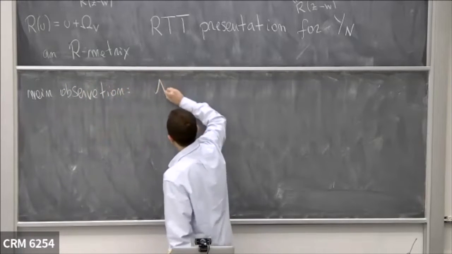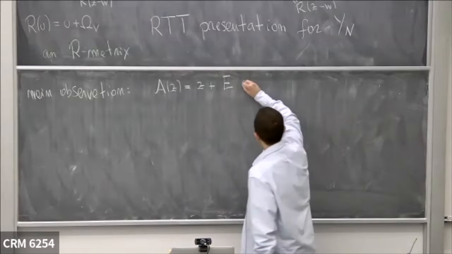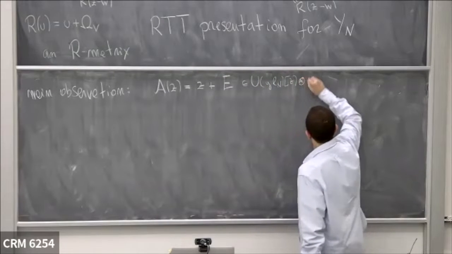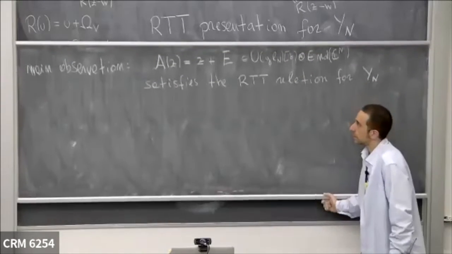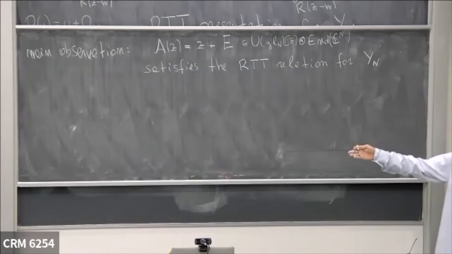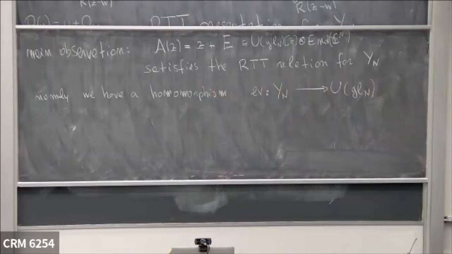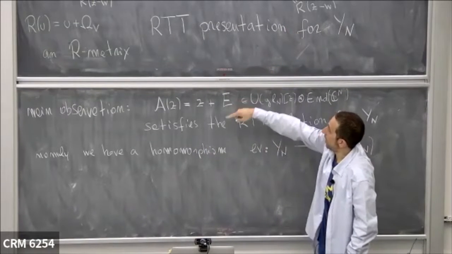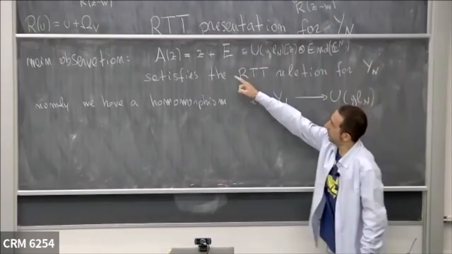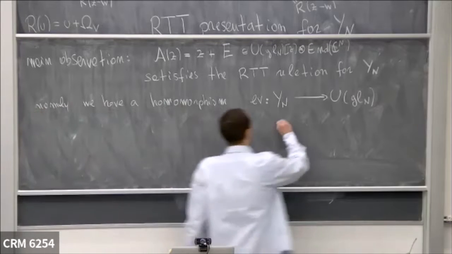universal enveloping algebras. If we take A of Z, which is now the following element, Z plus E, this is a polynomial with coefficients in the universal enveloping algebra, and it's a matrix. This satisfies the RTT relation. This is a computation which is nice to check. What does it mean? Namely, we have a homomorphism from the Yangian to the universal enveloping algebra. And what does it mean that this satisfies the RTT relation? It means that if we replace T by A, the relation is satisfied. But A starts with Z, which is not a problem, because multiplying our T by Z is just an automorphism. So the map is given as follows.